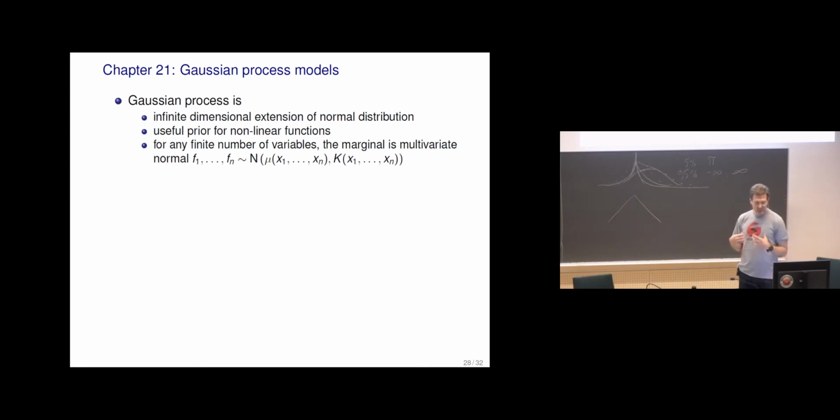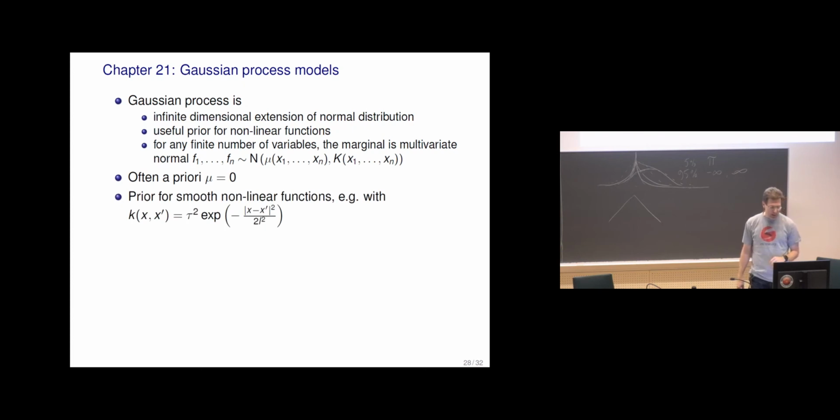A multivariate normal has a multivariate location and the covariance matrix. Often we assume a priori that the location is zero, so that we have a zero-centered Gaussian process, and then we have the covariance matrix composed of terms which can produce, for example, smooth nonlinear functions like this.